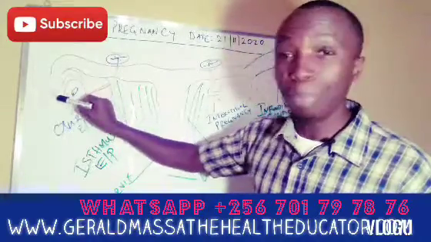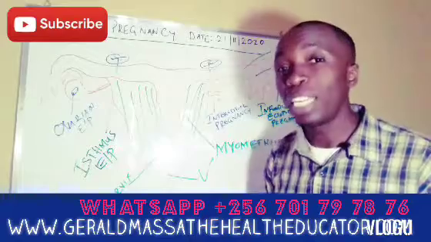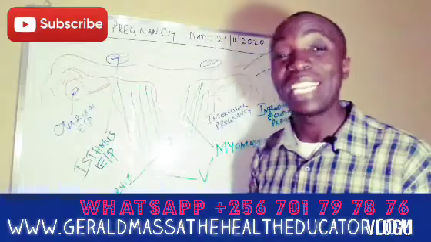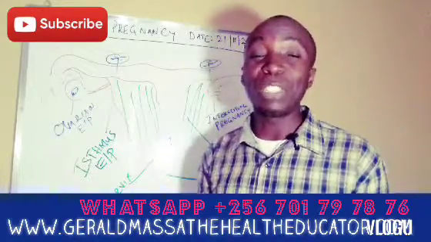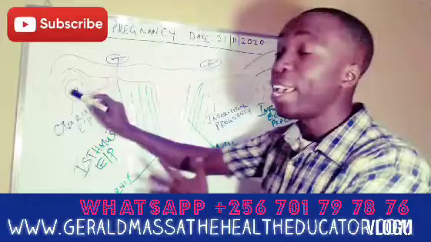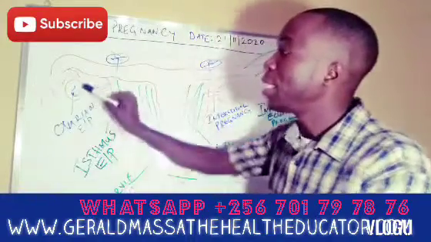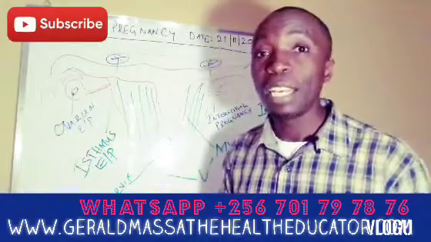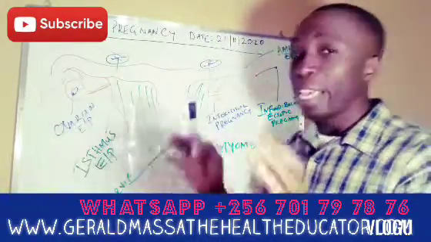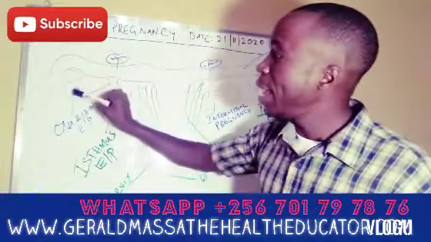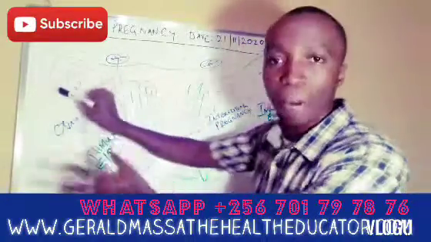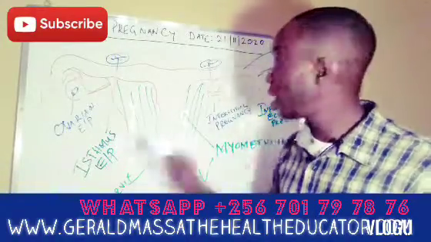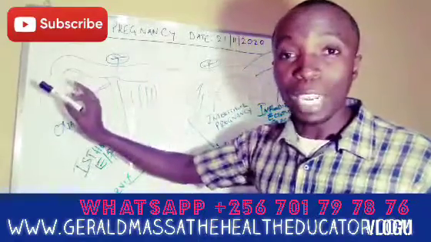So when the egg has been released, it stays for only 12 to 24 hours. Within 12 to 24 hours, fertilization is expected to take place. If fertilization does not take place, the egg disintegrates, or it disappears around this area, and pregnancy will not form. So in normal circumstances, when an egg has been released, either from the right side or from the left side, it does not matter. There are women who ovulate on the left side, and there are women who ovulate on the right side.